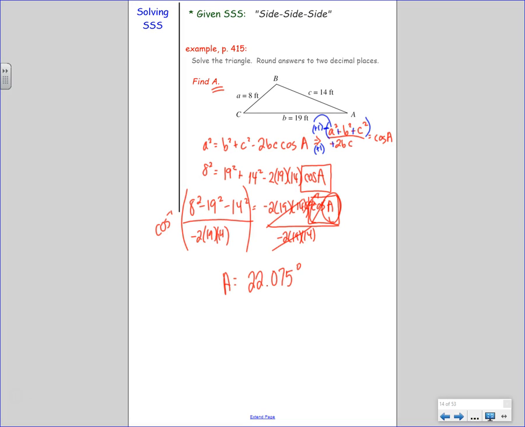How could we find angle B if they wanted us to find all the angles? We could do the exact same thing. Or now that we have an angle, could we actually go back to law of sines and say, oh sweet, we have an angle now. So we can do angle, side, angle? Sorry, side, angle, side.